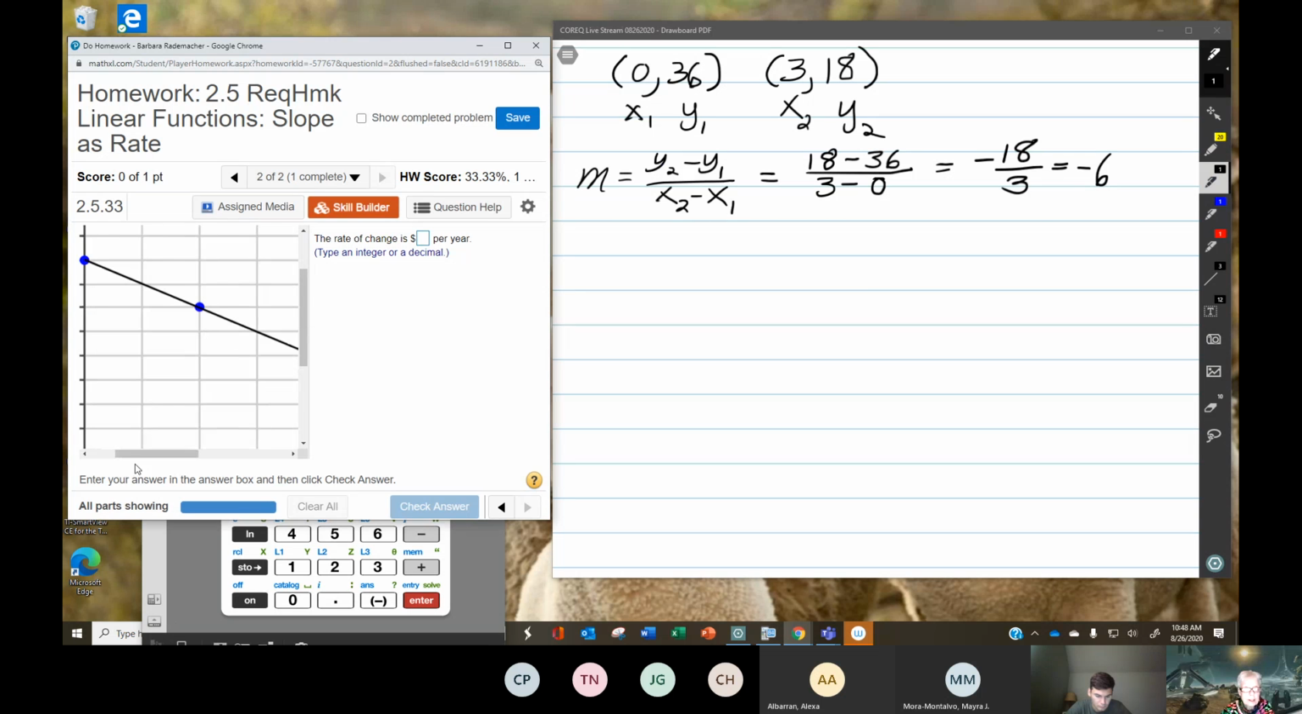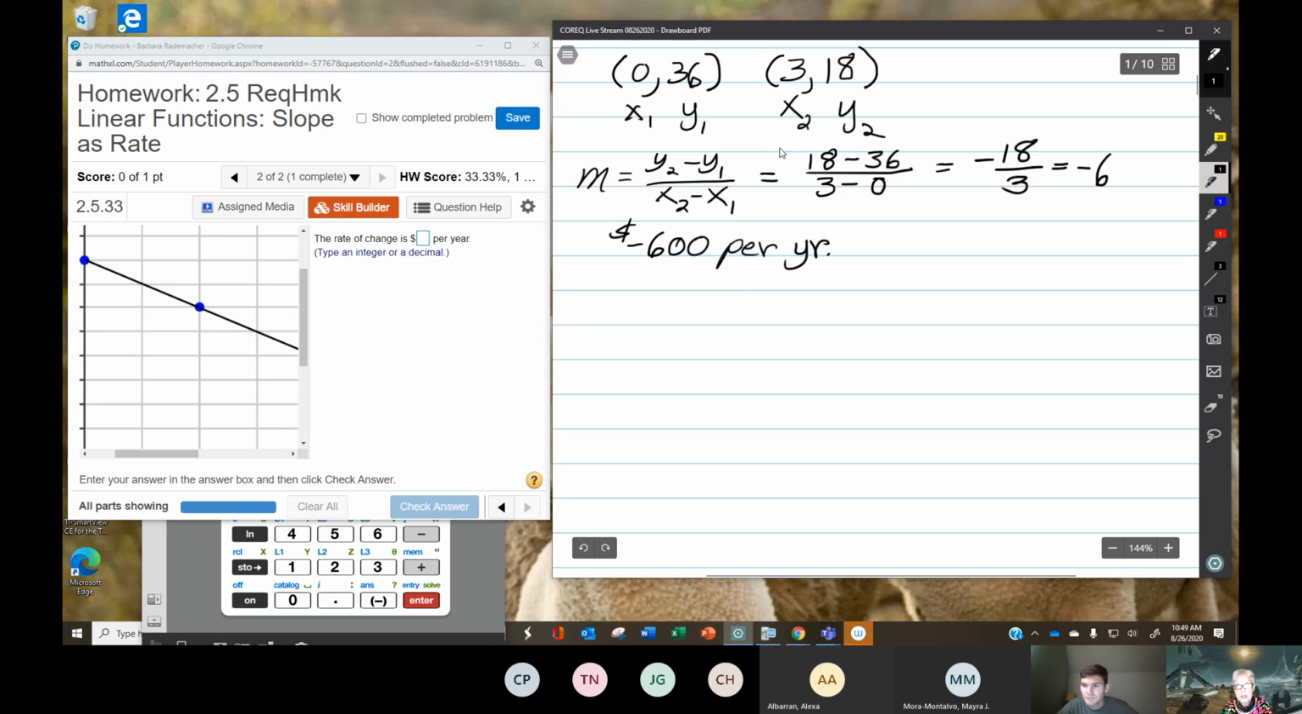Notice that the line is tilting in the opposite direction from the previous line. The previous line was going up like this, and this is going down. That's because the price is dropping. All right, so our rate is going to be not negative $6, but negative $600 per year. And by finding the slope, we found how fast the price is dropping. So sometimes rates are positive and sometimes rates are negative.